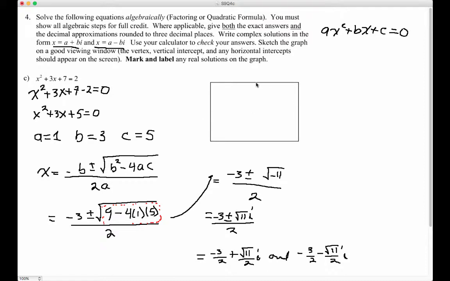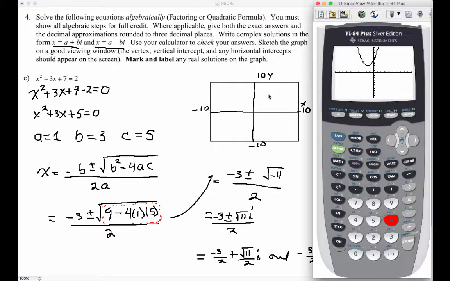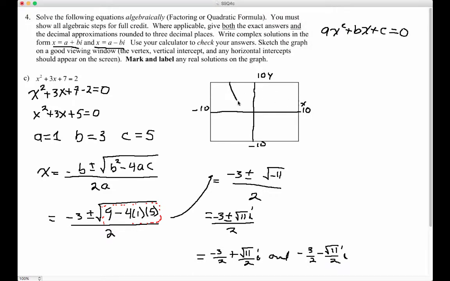So let's come back over here in the box and notice this is supposed to represent our viewing window. So there's my x-axis, there's my y-axis going from negative 10 to 10 on the x-axis and negative 10 to 10 on the y-axis, and we see that our graph looks not quite unlike but similar to that. Okay, all right, now we can't label our real solutions in the graph.